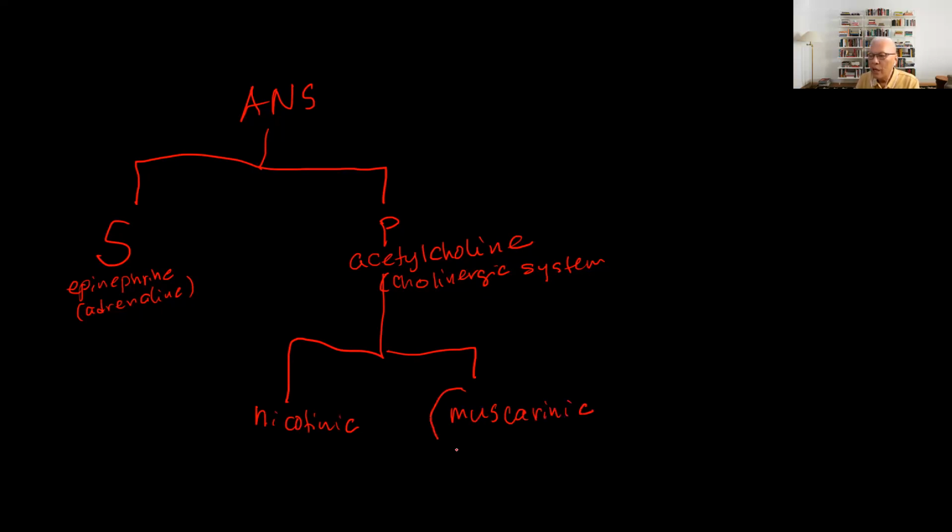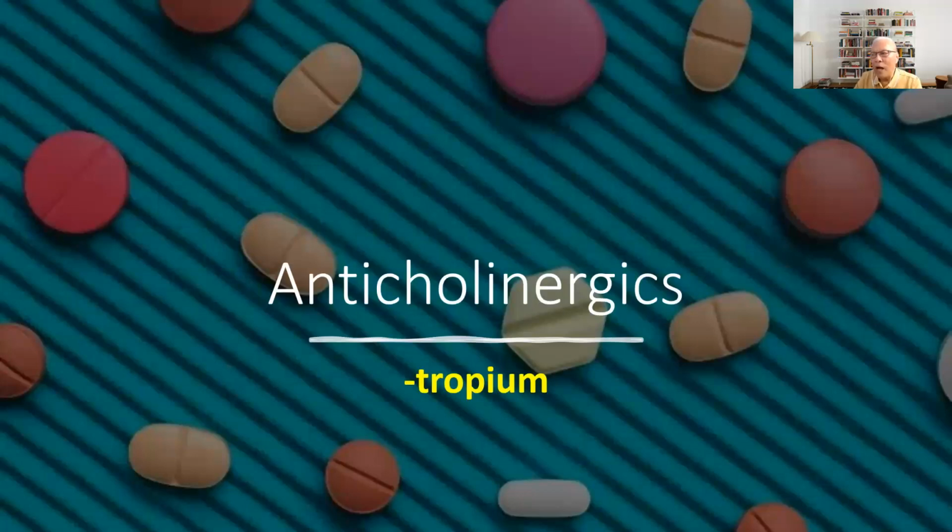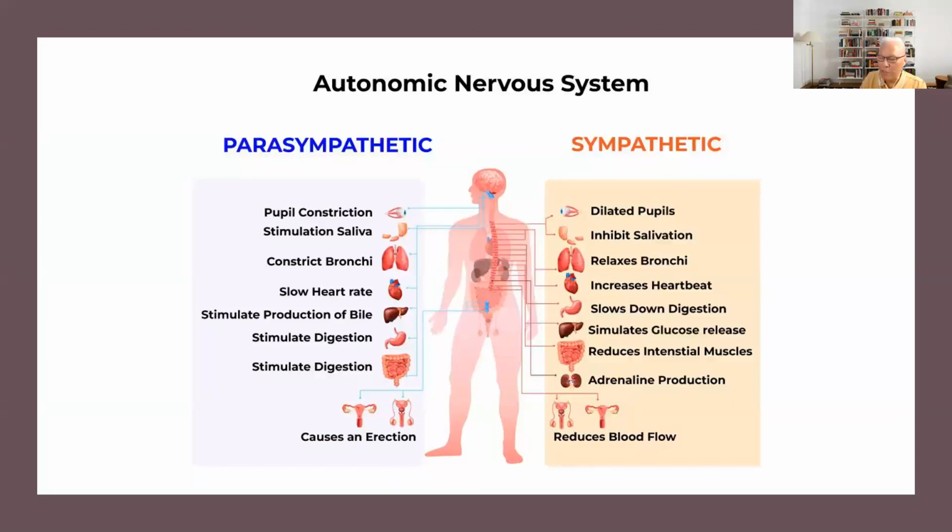So these are the receptors that we're interested in because they're abundant in the lungs, and therefore this is going to be the one that we're interested in. So when we give muscarinic agents or anticholinergic medications, we are going to always remember that this is a parasympathetic effect. So anticholinergic medications could be identified by the suffix tropium. So whenever you see a drug with the suffix tropium, that means it is an anticholinergic medication.